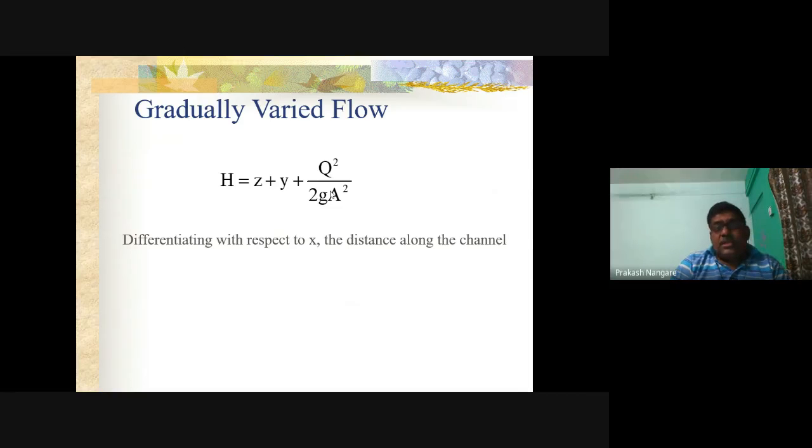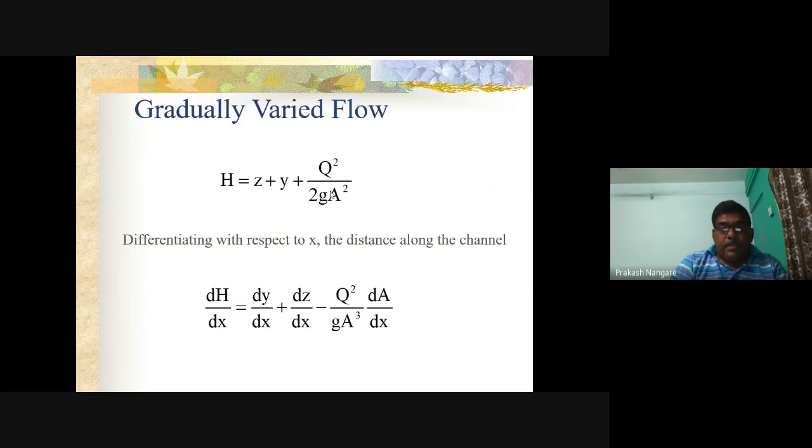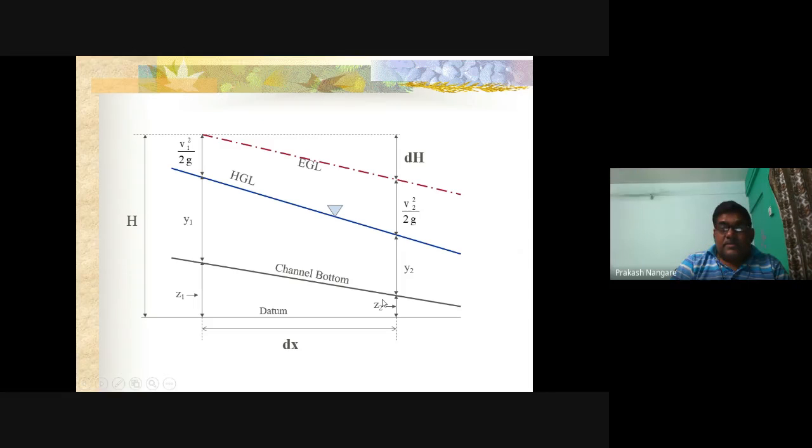So you differentiate this equation with respect to x. X is the direction of flow, the length of the channel. Then you get the equation dH by dx is equal to dy by dx plus dz by dx. If you differentiate this term, it becomes minus Q square by g A cube into dA by dx. Then let us see what dH is. The change in the depth of the flow is nothing but this vertical ordinate, dH. The corresponding energies at section 1 and 2, and the length bounded between section 1 and 2, is shown here as dx.